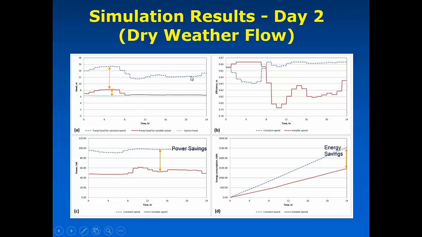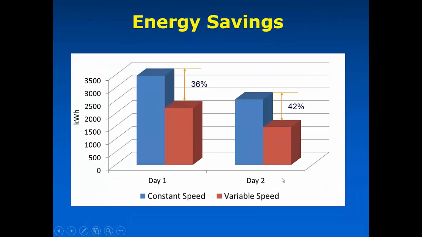The constant speed is sitting up far above because it had to have more pumps on than was the minimum requirement. And so the power savings here is more constant throughout the day. And we can see, of course, that there's quite a big difference, and we integrate that over time, and we get, again, an energy savings for the variable speed system.